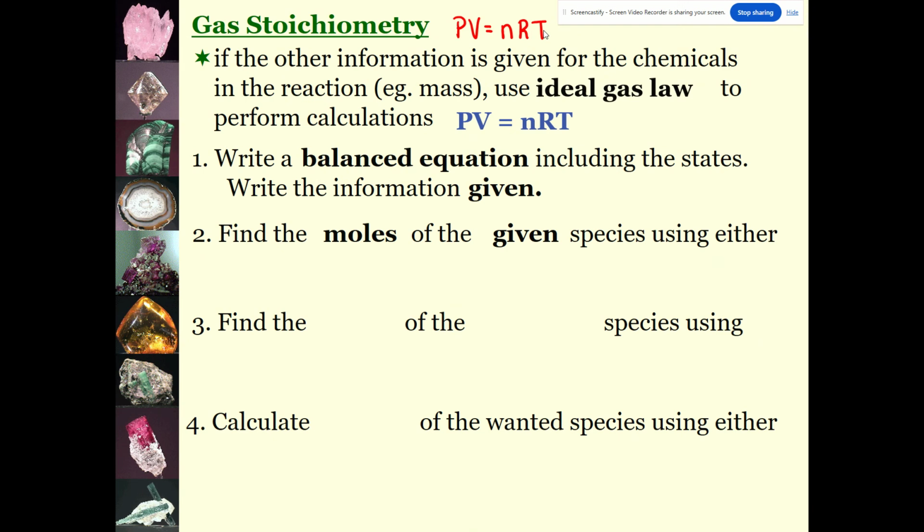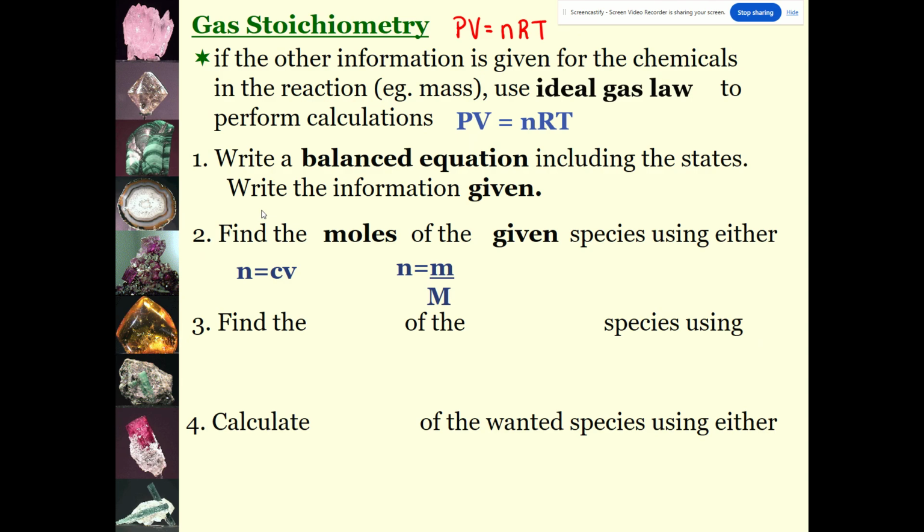Now, how you're going to find it, like I said, I'm not just going to show you today's formula, which is PV equals nRT, but also a review of the other formulas that you could be using in these questions. So if you're given concentration and volume, you're going to find n with C times V. If you're given mass, and you can always calculate molar mass from the periodic table, you're going to find n with mass over molar mass.